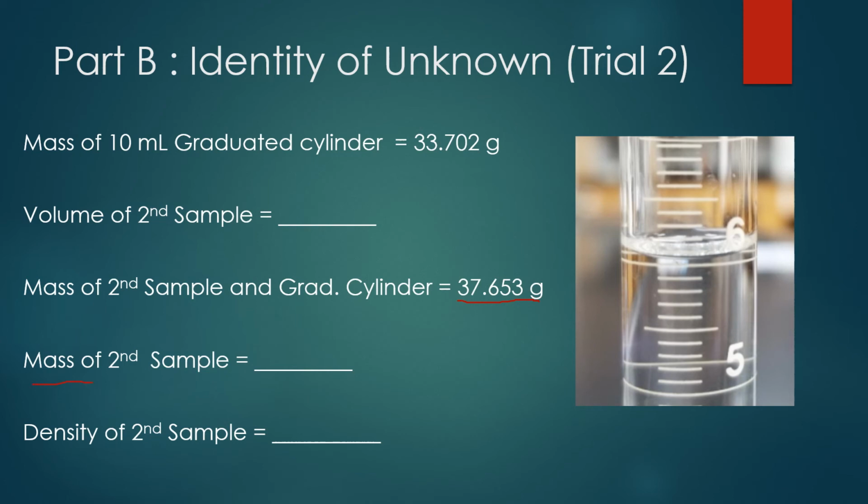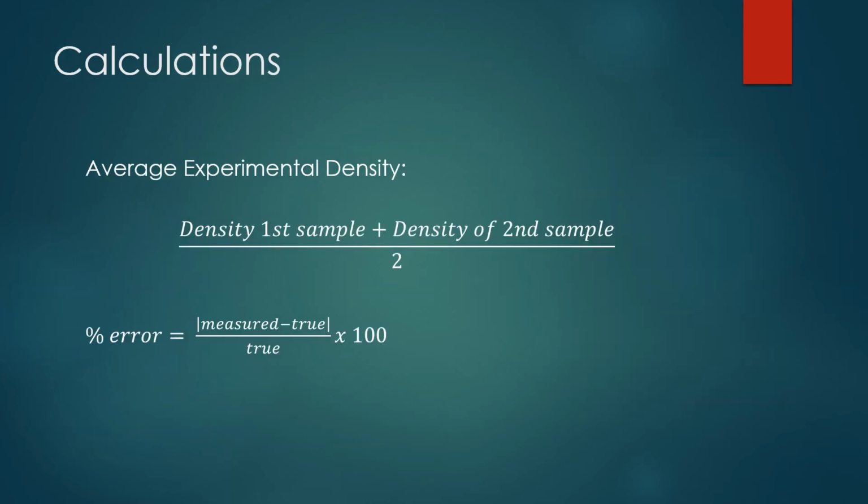I will calculate the mass of just the liquid itself by subtracting those two masses, one of the empty cylinder and one with the cylinder and sample in it. You are then going to calculate the density of the second sample. Now this density should closely match the density that you got with the first sample. You're going to calculate your average experimental density just like we did with the acetone, adding the two densities together and dividing by 2. You're then going to calculate the percent error of density.